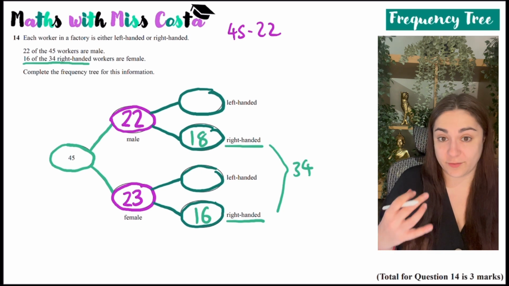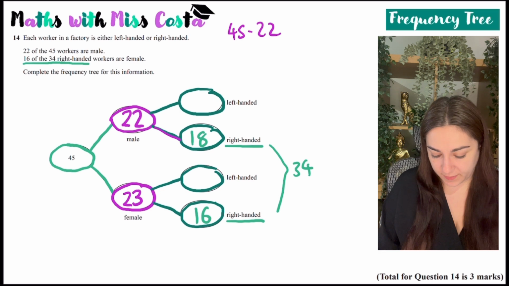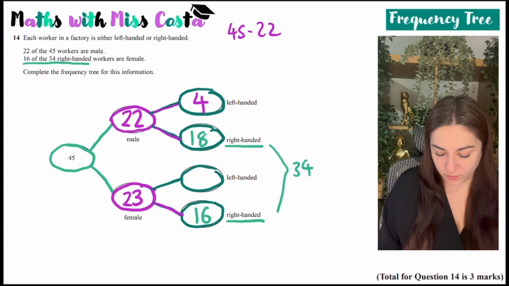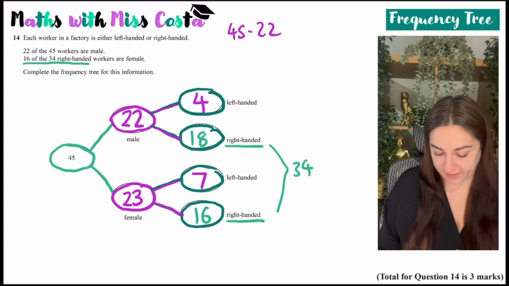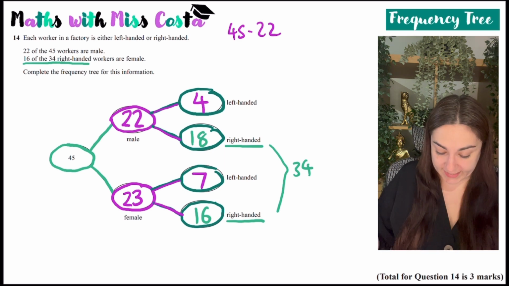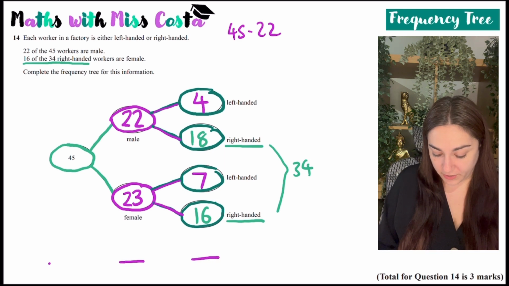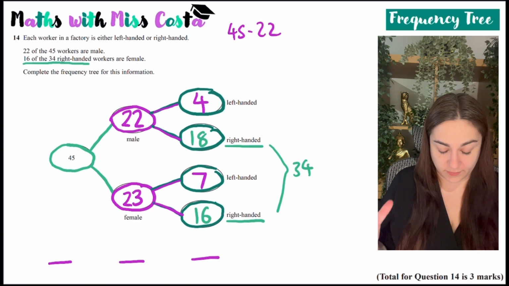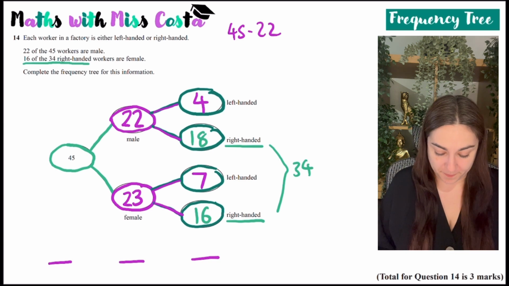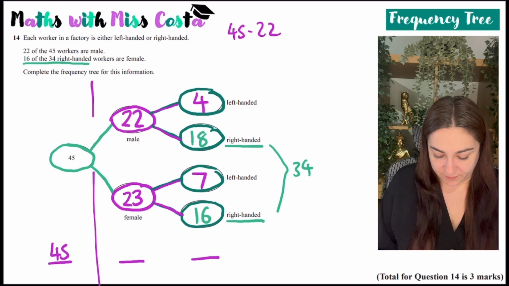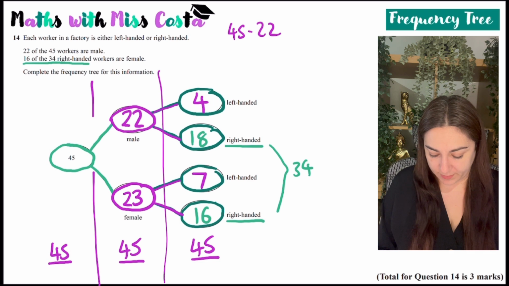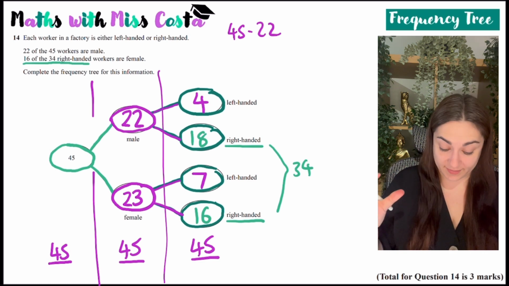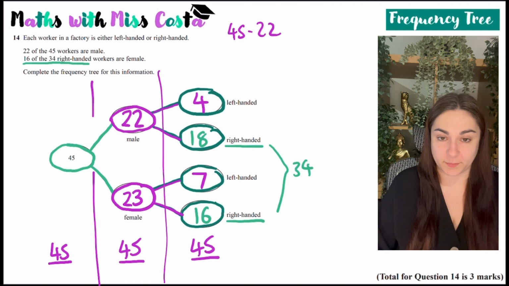And now I've got the information that I need, because I know that these two branches must add up to 22. So 22 take away 18 is 4, and 23 take away 16 leaves me with 7. So hopefully you can see that each time, well, I don't know what the actual word is for it, but this sums to 45. Like if you think of it as a column, this will sum to 45 and this part here will sum to 45. So it's just a way of separating your information into smaller and smaller subsections.